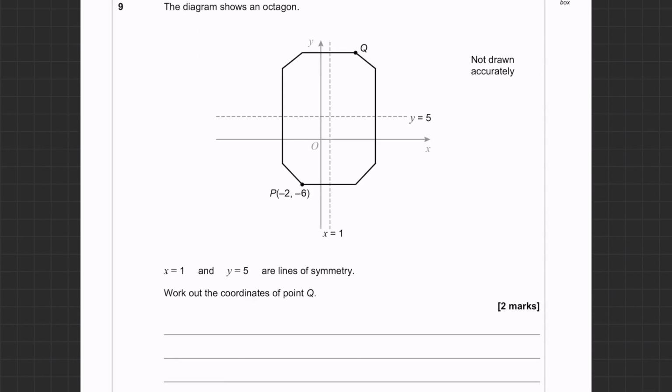For this question, we've got a really important bit of information here, which is x equals 1 and y equals 5 are lines of symmetry. They've actually drawn these lines on here for us. We want to work out the coordinates of point Q, which is here. And we need to start off at point P, which is here. And what we're going to do is work out the x coordinate first and then the y coordinate.